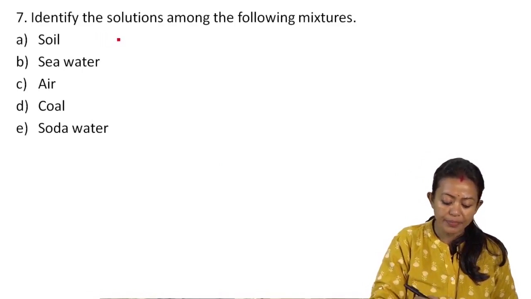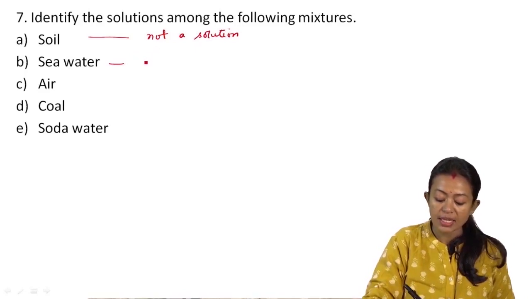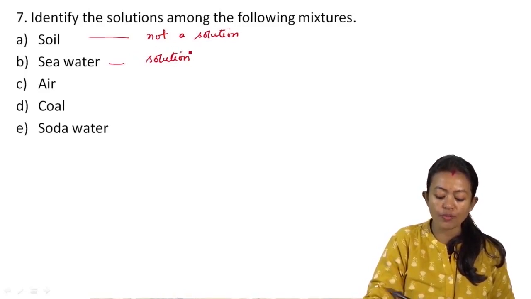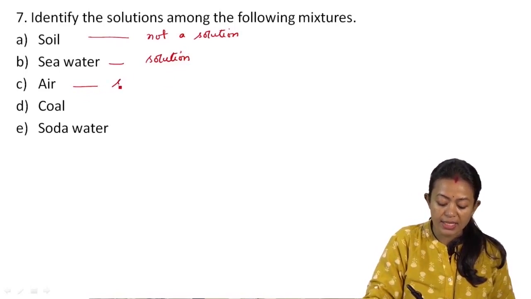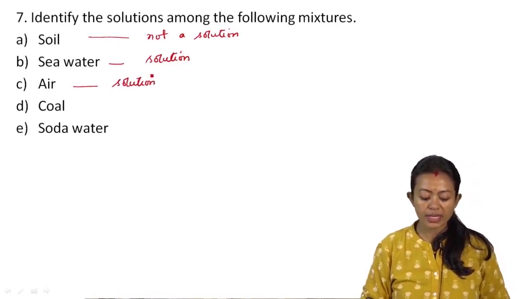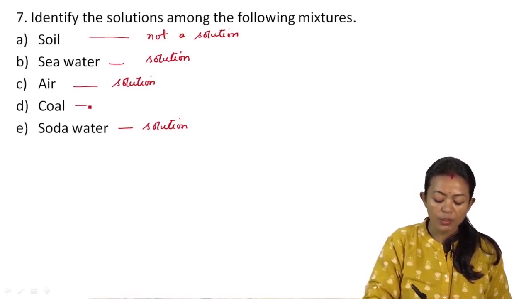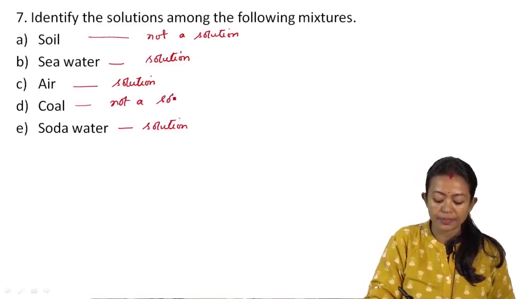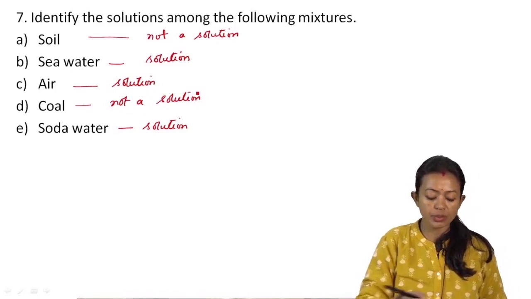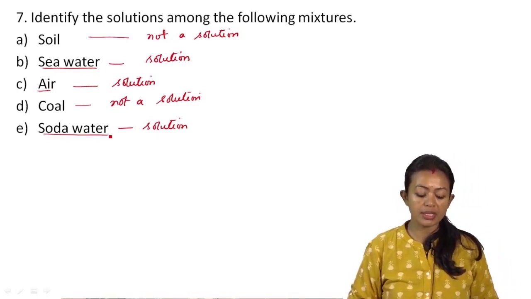Now, when it comes to soil, soil is not a solution. It is not a solution because we know that it is a heterogeneous mixture, whereas seawater is a solution. Why? Because the components of the mixture are uniformly distributed. Air is also a homogeneous mixture and thus it is a solution. Soda water is also a solution because it is a homogeneous mixture, whereas coal may have different components and that's why it is not a solution. So, which amongst them are solutions? We find seawater, air and soda water are the 3 solutions amongst the given mixtures.